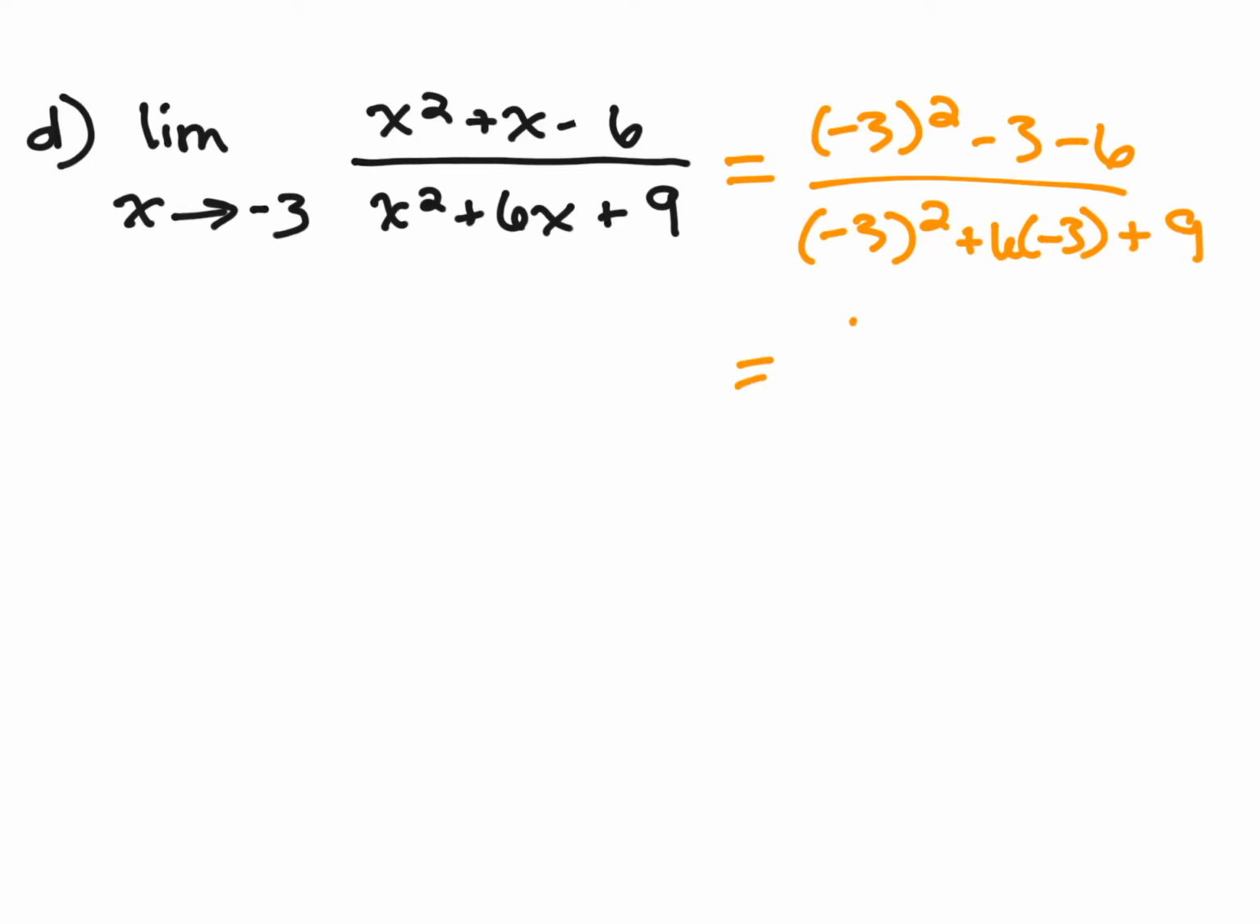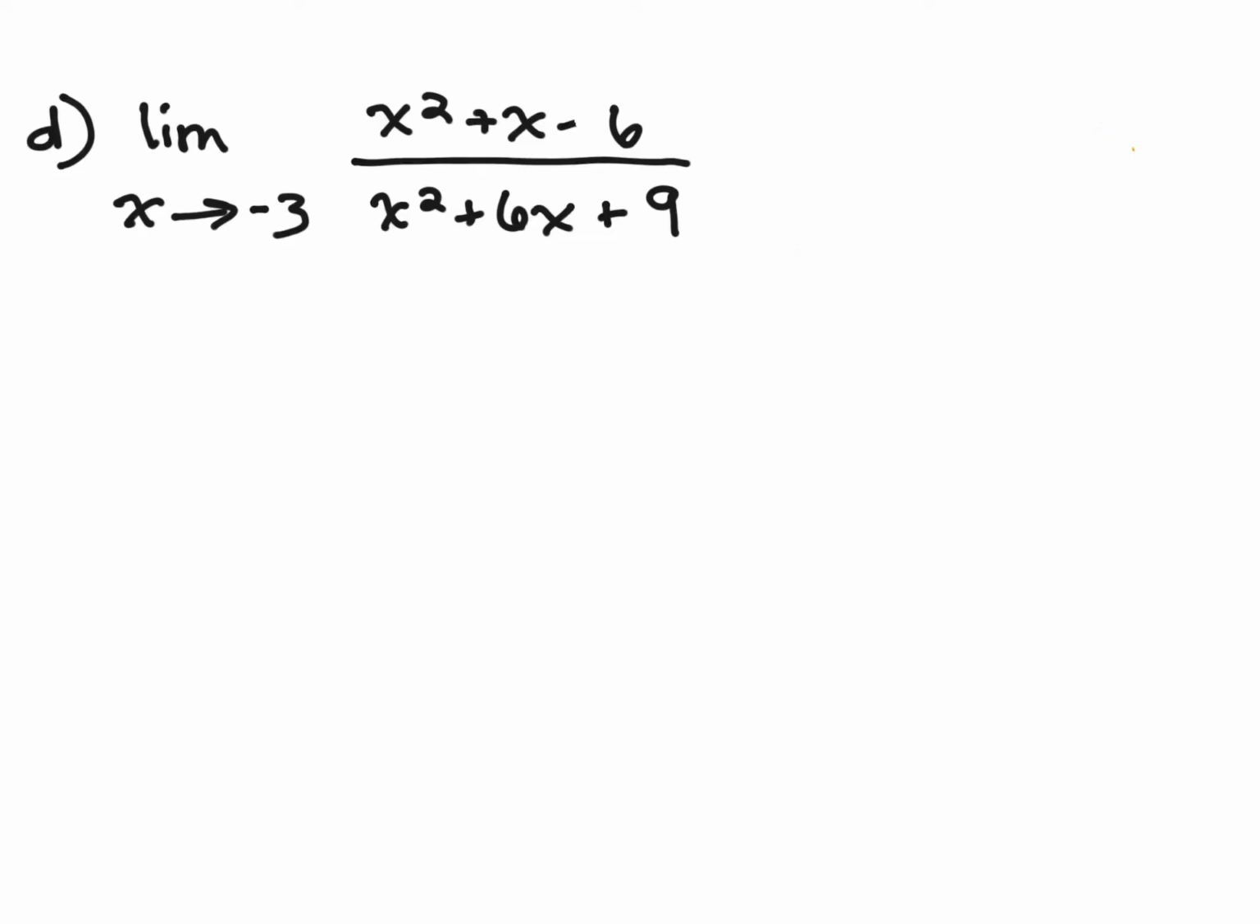I'm going to get 9 minus 3 minus 6 is 0. 9 minus 18 plus 9 is 0. So we have an indeterminate form. So when you look at this one, tell me, what method would you use to approach it? Factoring. All right, and this happens to be something we factored before in the numerator anyways.